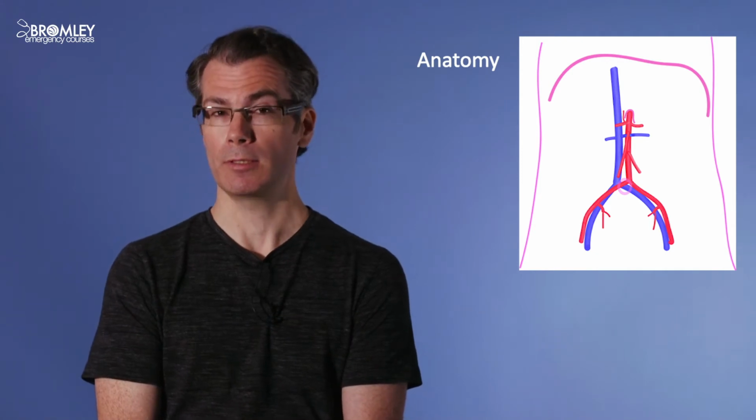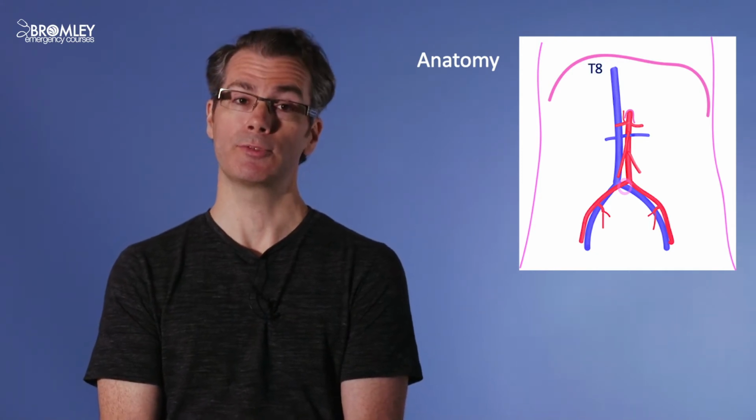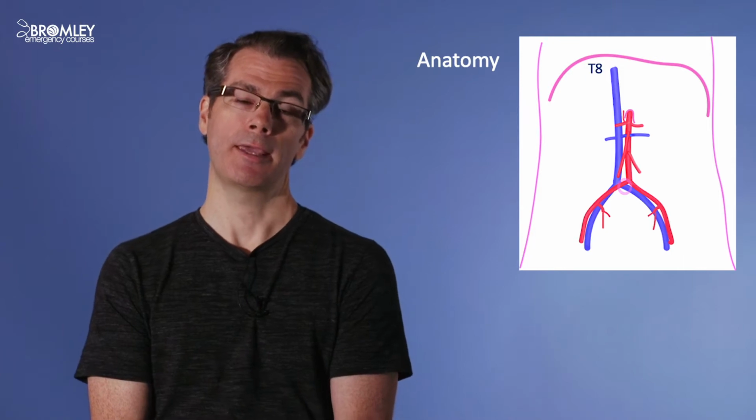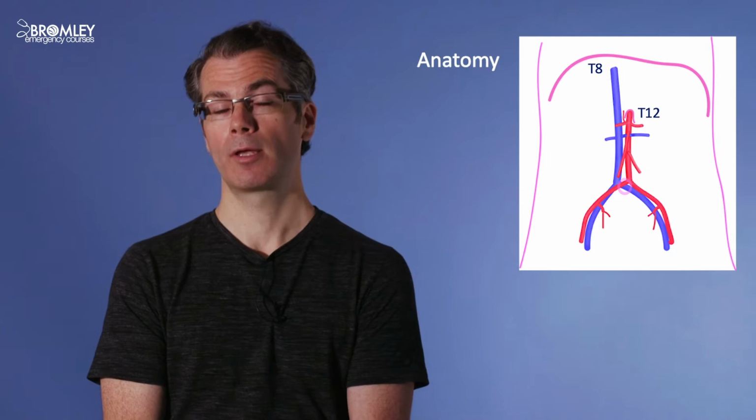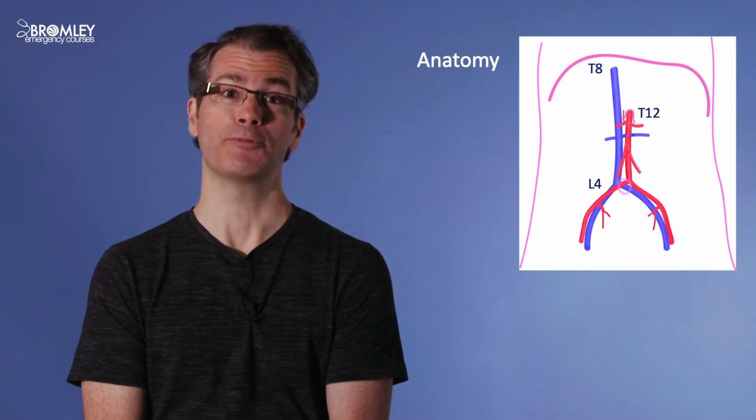Well, the IVC enters the abdomen at around the level of T8. The aorta enters a little lower down at the level of T12, and then bifurcates at the level of the umbilicus in L4.